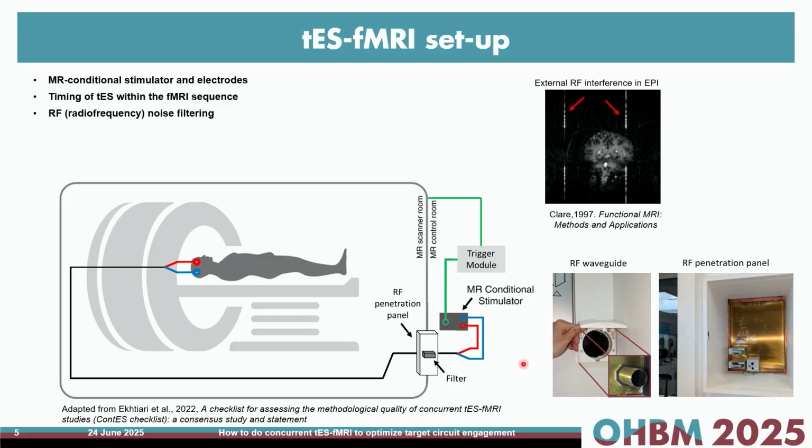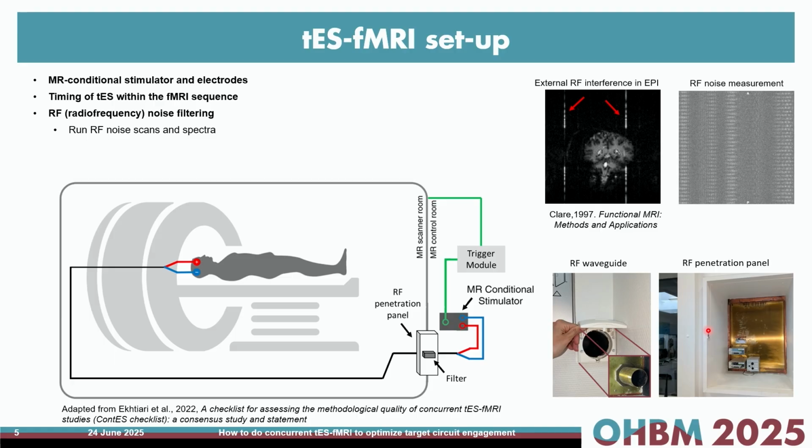so that they share the same ground. But the preferred solution would be to use an RF penetration panel that looks something like this, which has already inbuilt filters. Lastly, even when you do this, you should frequently run some RF noise measurements or spectra just to make sure that everything is working as intended.